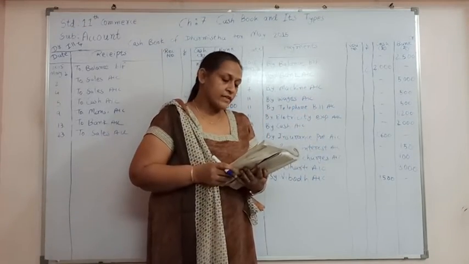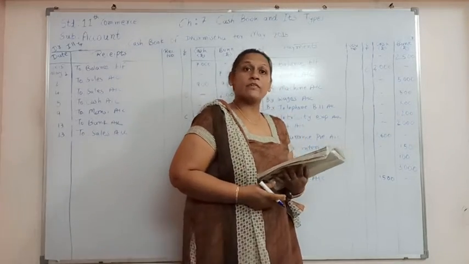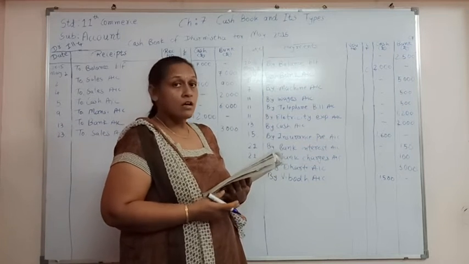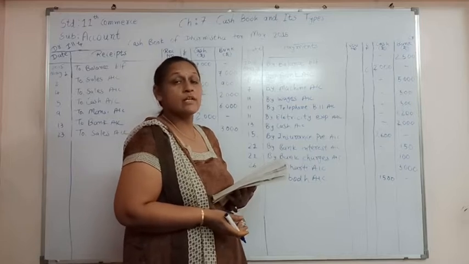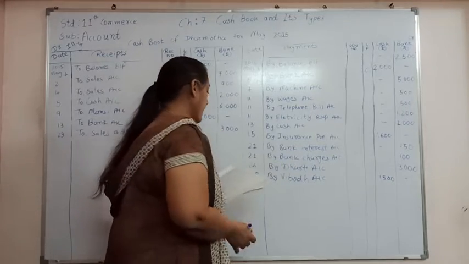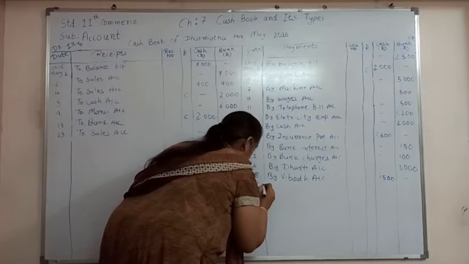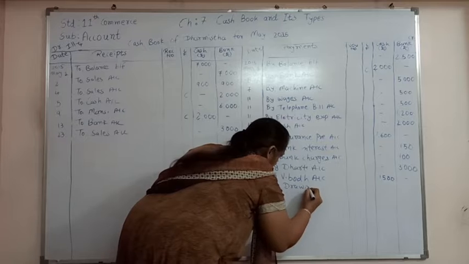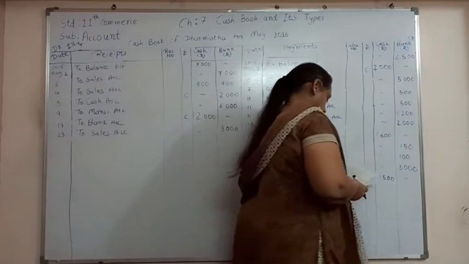Again, rupees 2000 withdrawn for personal use from the bank. So this is the amount we have withdrawn from the bank for personal use. As we know, when we are taking money from the business for personal use, it is called drawing. So we are going to treat it as a drawing on 28, by drawing account, and it will be 2000.